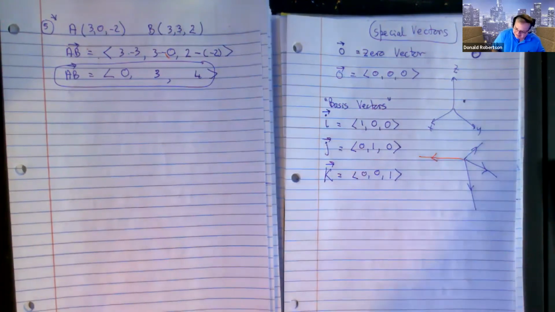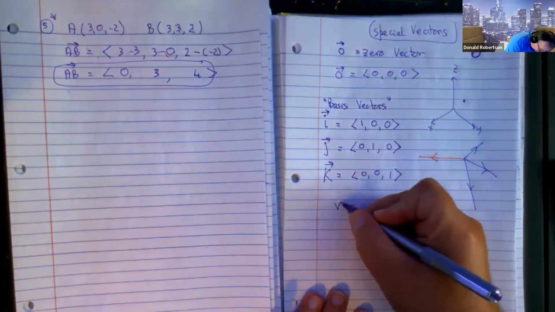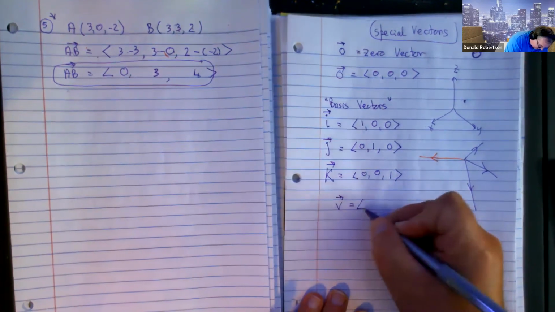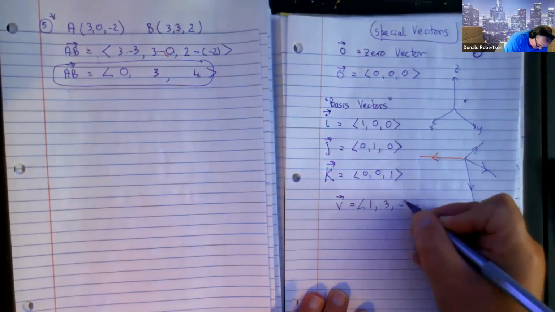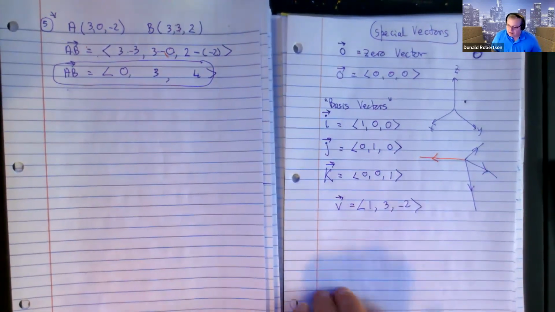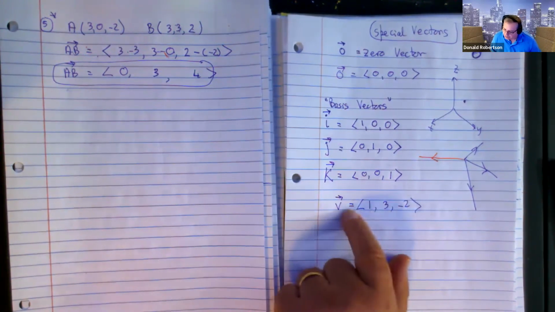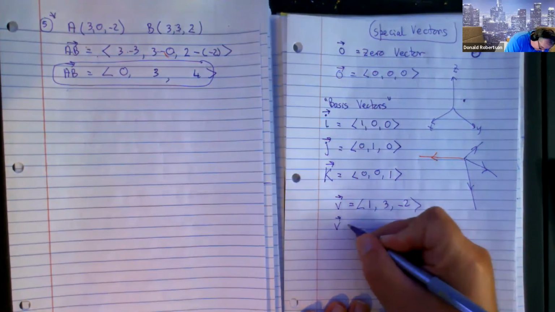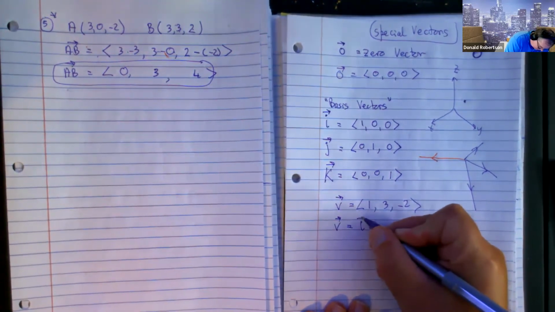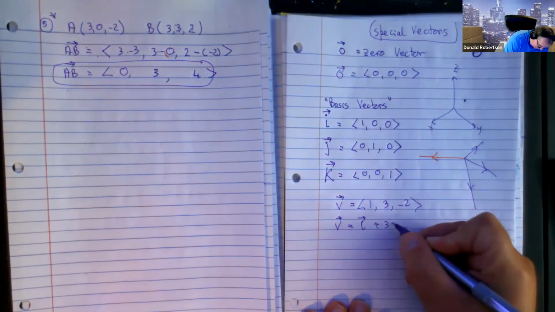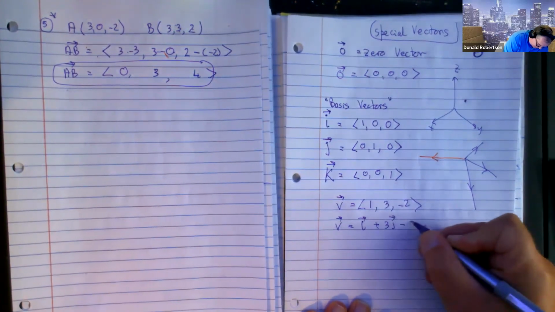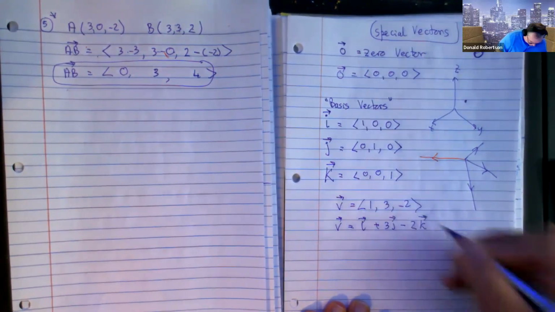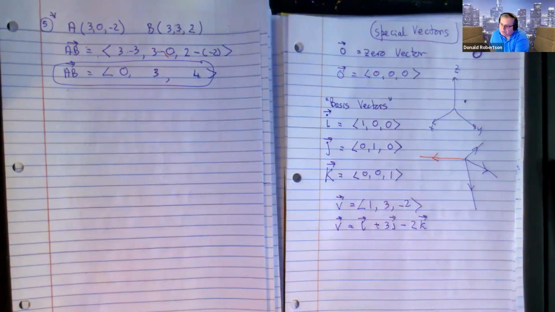And if you want to take any vector, let's suppose I have a vector that I've already calculated, and it was 1, 3, -2. Right? I could tell you the vector using this notation, right? I could also tell you that it is 1i plus 3j take away 2k. Would you agree that this is equivalent to that?